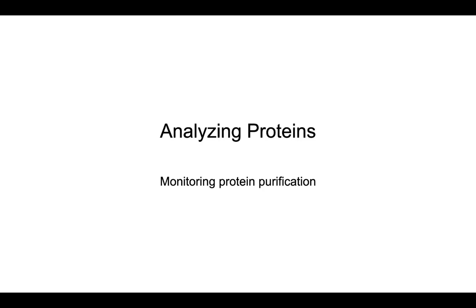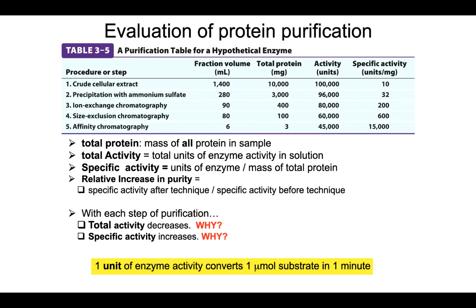Let's take a look at the data that one would accumulate as one was purifying their protein. I want you very much to understand how to read this data. So let's go through it very carefully and understand what we're looking at. Here we start off with our cellular extract, what we get after homogenization. And then we go through these steps.